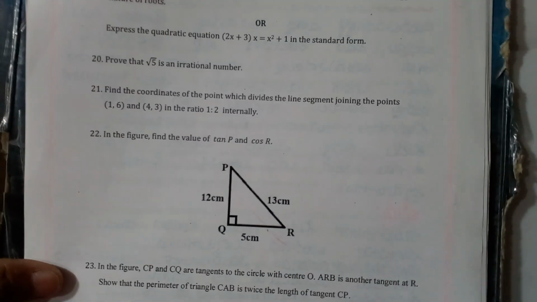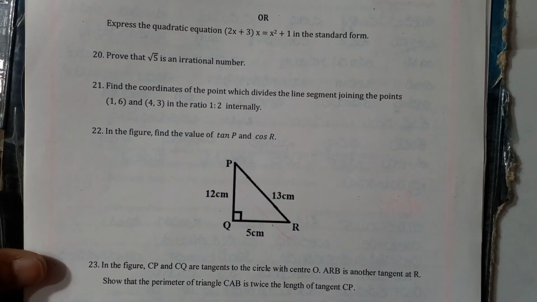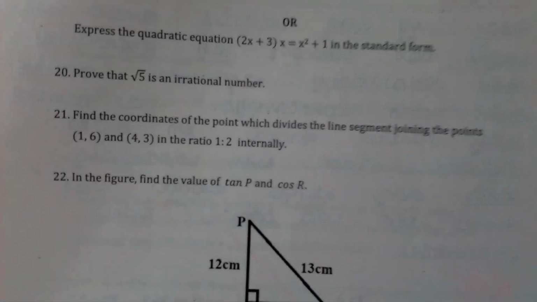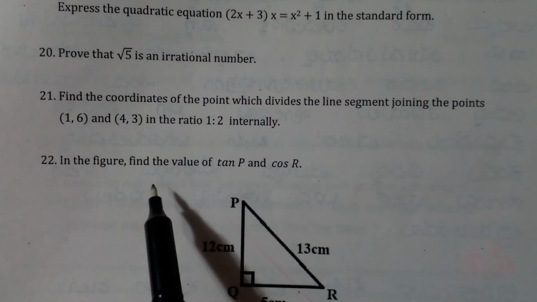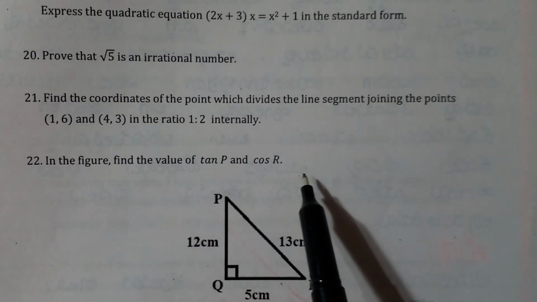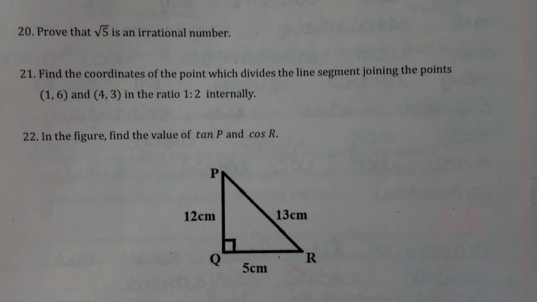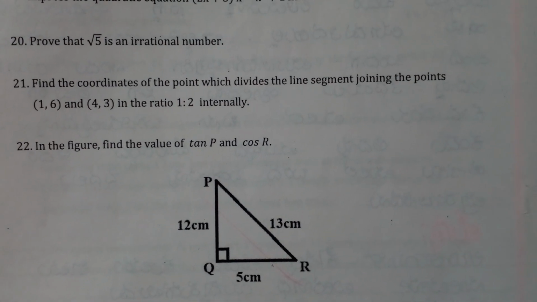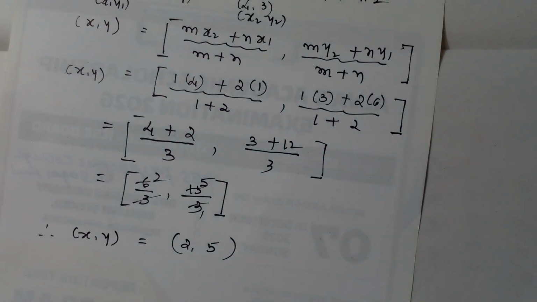Question number 22. The question is related to trigonometry. Observe that one. What does the question ask? In the figure, find the values of tan P and cos R. So carefully observe the diagram. A right angle triangle is given. Let us see how to solve that problem. Don't forget, you have to draw the right angle triangle. Carefully draw that one.